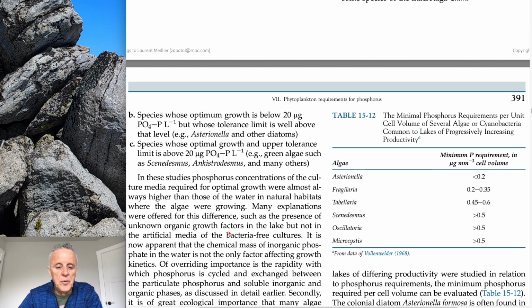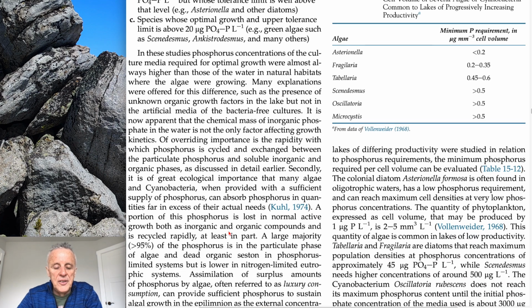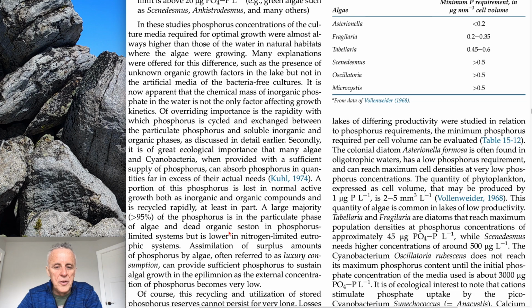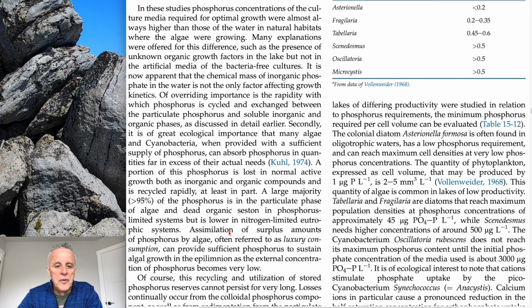C: species whose optimal growth and upper tolerance limit is above 20 micrograms of phosphorus, for example, green algae such as Scenedesmus or Staurastrum, and many others. In these studies, phosphorus concentrations of the culture media required for optimal growth were almost always higher than those of the water in natural habitats where the algae were growing. Many explanations were offered for this difference, such as the presence of unknown organic growth factors in the lake, but not in the artificial media of the bacteria-free cultures.